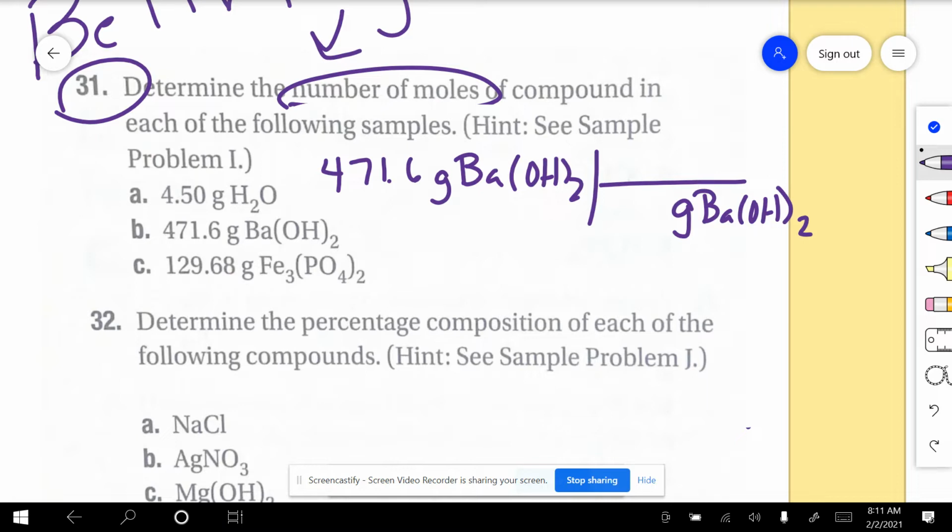On barium, we have 137 for Ba. We have 2 oxygens. That's 137 plus 32. And we have 2 hydrogens, which would be 2. Okay? So it should be 171.3. And this is 1 mole. So when you divide that out, you'll get 2.75. Does that make sense? Is it okay that I got 2.76? Yes, that's fine. And like I said, when you show your work like that, I can see where you went right.